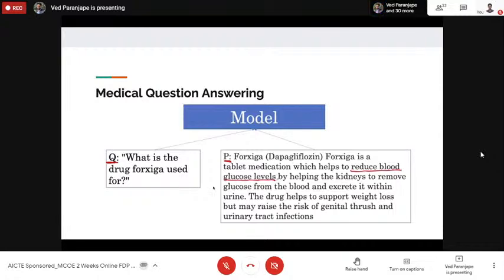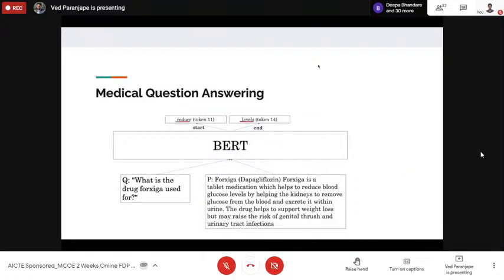This is exactly what Google does. When you ask Google something, it goes through a bunch of documents. This paragraph here on the right side is a document, and Google searches all these documents and gets the closest answer. As you can see, reduced blood glucose level. So what does the drug for SIGA do? It reduces blood glucose level. That is the answer to this question. So this can be automated with the help of AI. How we're going to look at that now.